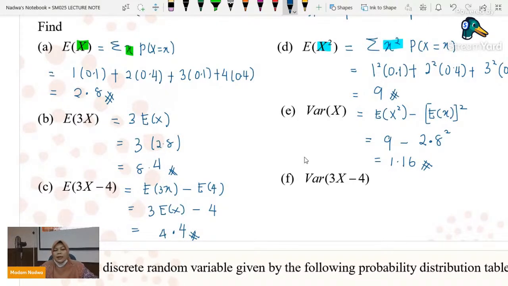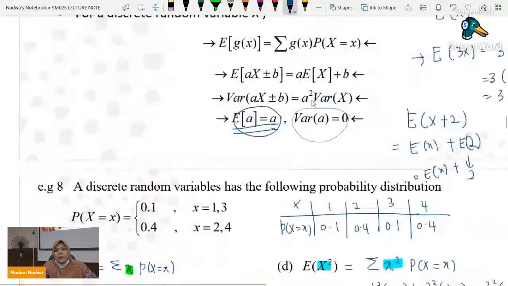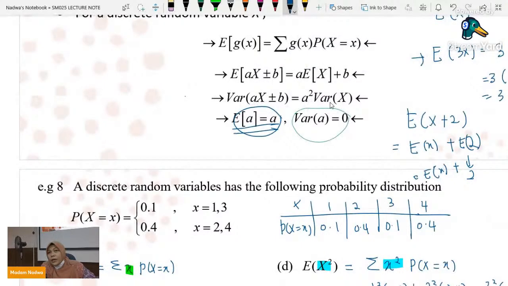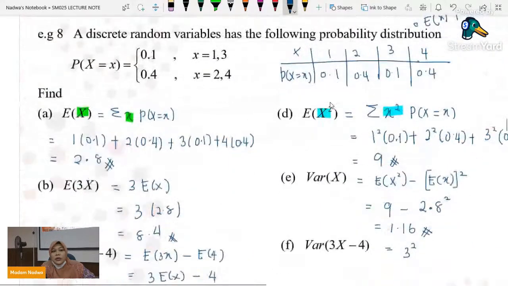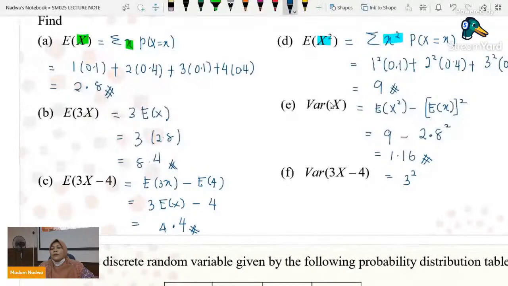Okay, kita tengok macam mana kita guna properties untuk variance. Kalau tadi E(3X minus 4) adalah sama dengan 3E(X) minus 4, tapi kalau variance, bila kita bawa keluar constant ni, the skala kita bawa keluar, dia tak akan jadi 3. Dia akan jadi 3 squared. Okay, tengok ke atas, nampak? Bila kita bawa keluar A ni, dia tak jadi A, dia jadi A squared. So itu beza variance punya properties dengan expectation punya properties.